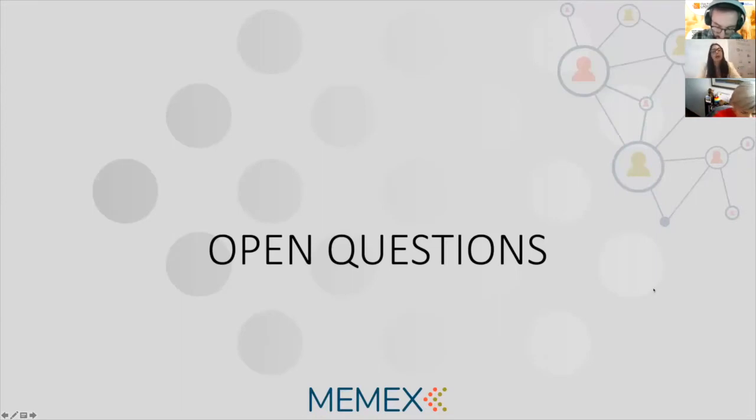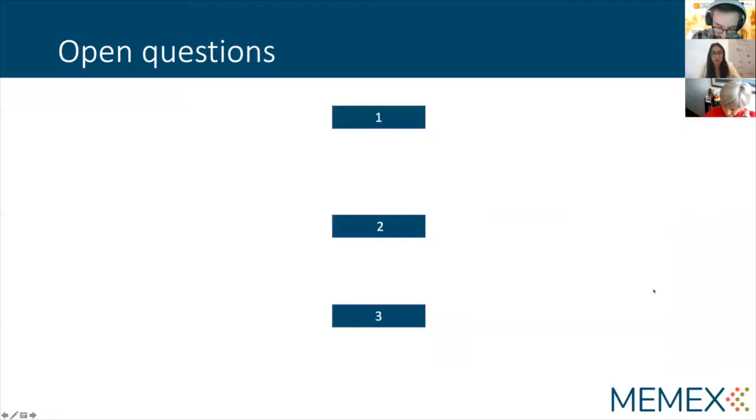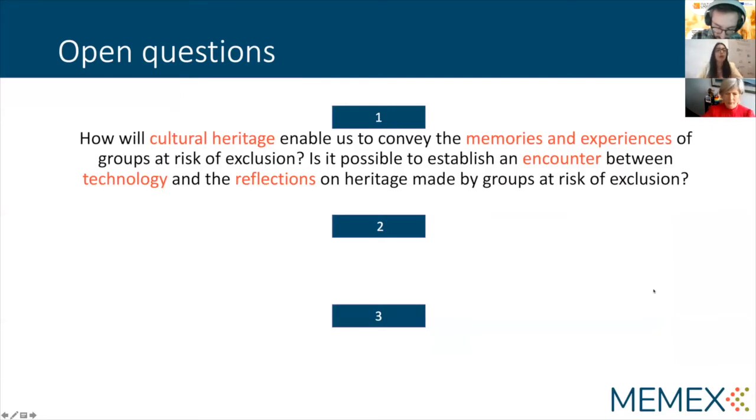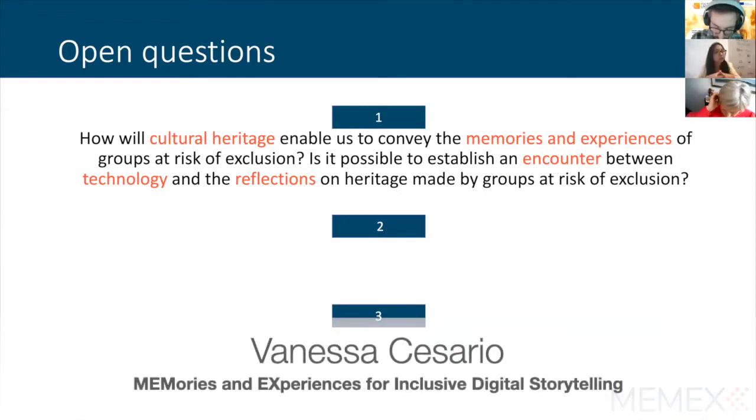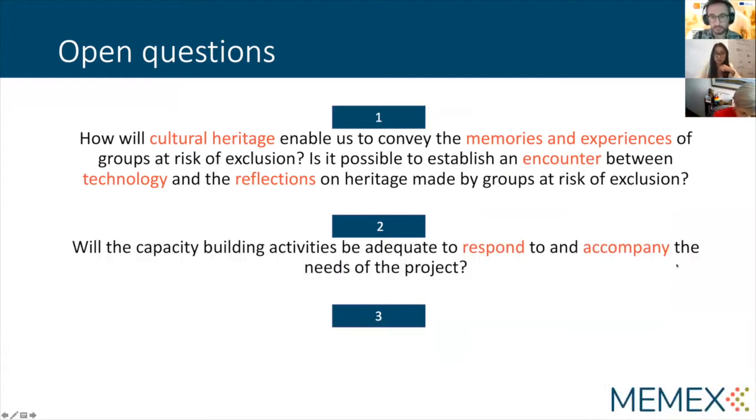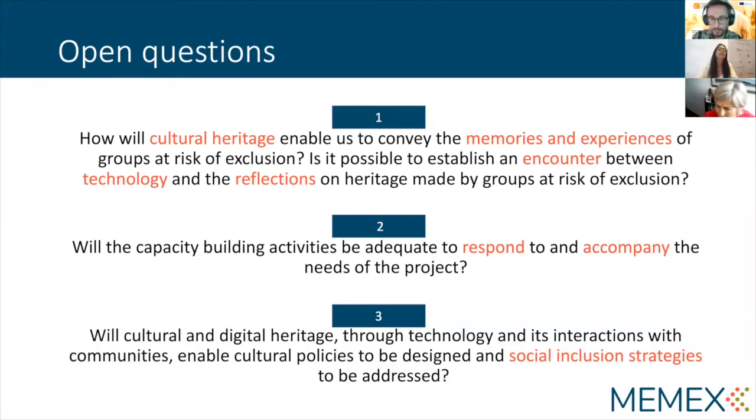And the open questions that we propose for this symposium are three. How will cultural heritage enable us to convey the memories and experiences of groups at risk of exclusion? Is it possible to establish an encounter between technology and reflections on heritage made by groups at risk of exclusion? Will the capacity building activities be adequate to respond and accompany the needs of the projects? And finally, will cultural and digital heritage through technology and its interactions with communities enable cultural policies to be designed and social inclusion strategy to be addressed?